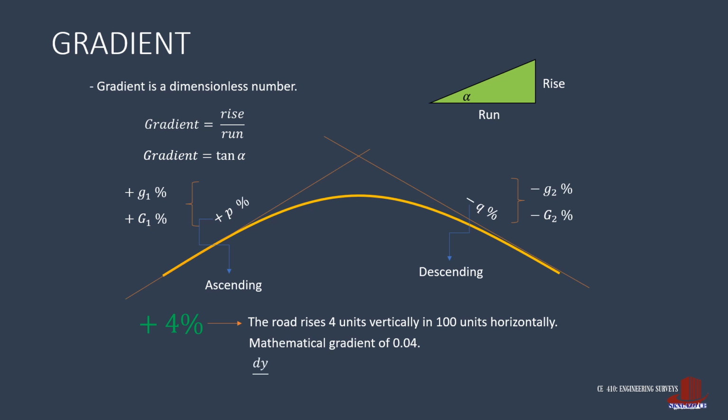Since this is analogous to slope, we can also refer to gradient as the change of y with respect to x, as 0.04. Another way to write the gradient is to place it as 1 in 25, which is just the simplified way of writing 4 in 100.